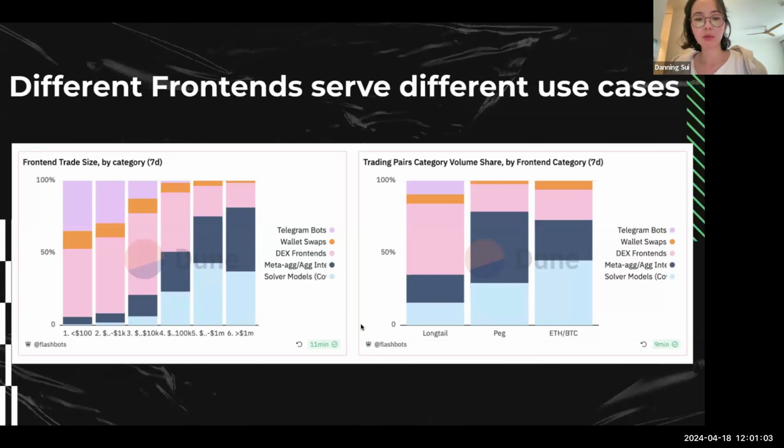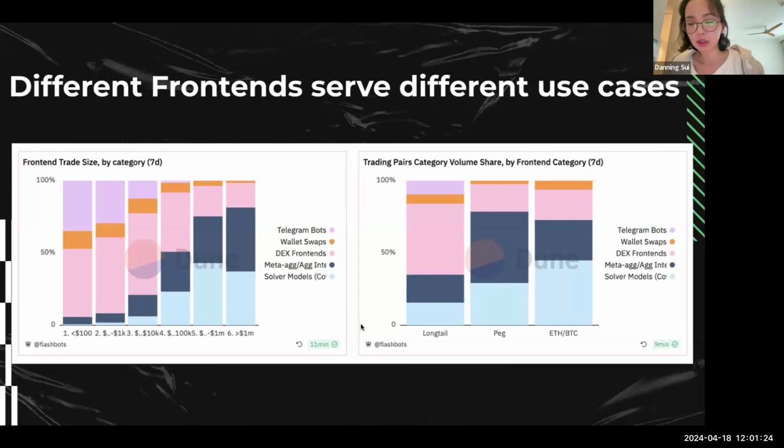Meta aggregator and solver models are basically serving larger trades. With larger trades, users naturally care more about the price. They're more sensitive to pricing. So they prefer, or I would say they're more advanced and knowledgeable about the DEX trading space, and they would pick the solver or aggregators.